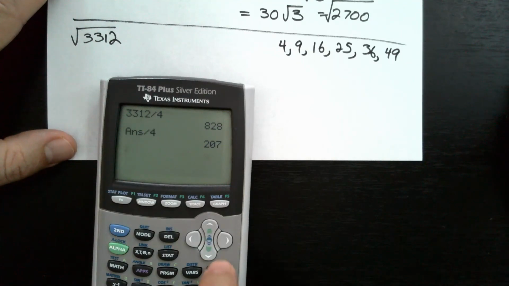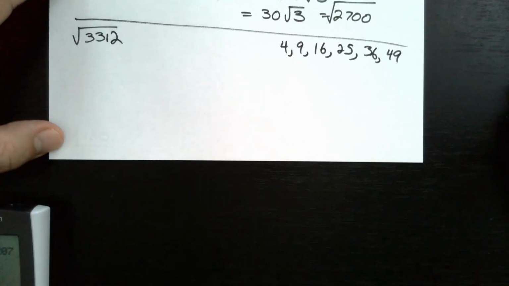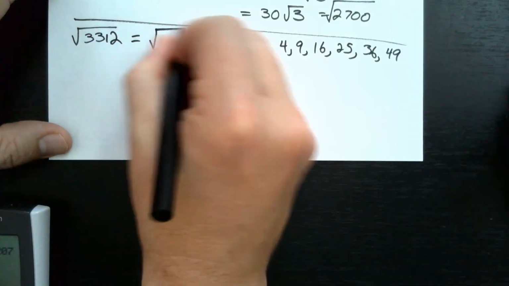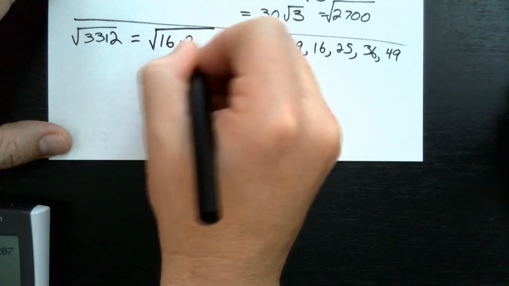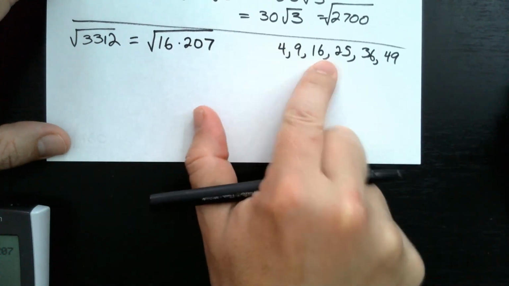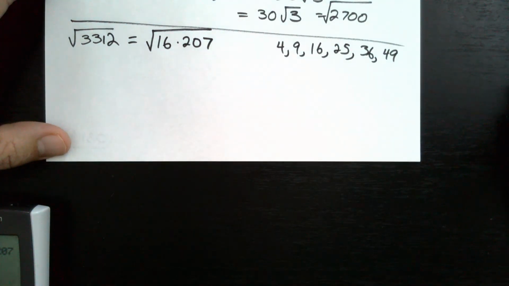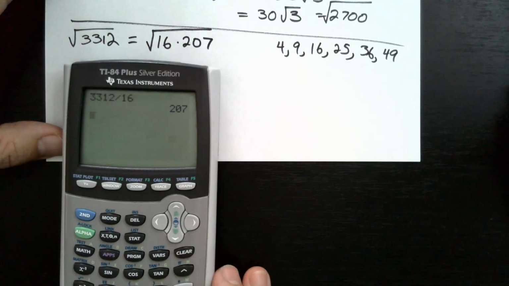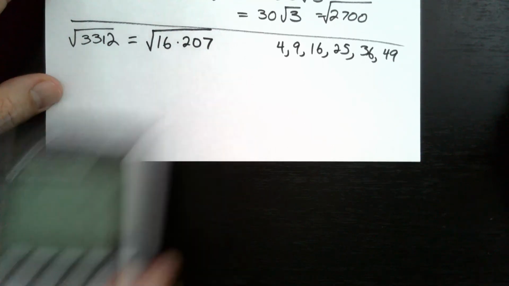So let's go back to the beginning and say 3312 divided by 16, since we know 4 goes in twice. Let's use 16. It'll make the problem go a little faster. So 16 times 207. Since this is an odd number, we no longer have to worry about our even square numbers. Let's do our odd ones. So 207 divided by 9 does go in. That gives us 23.